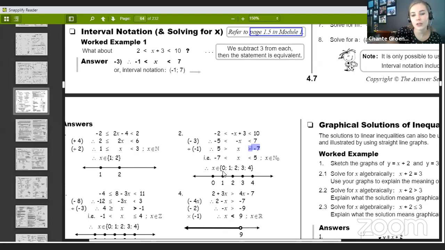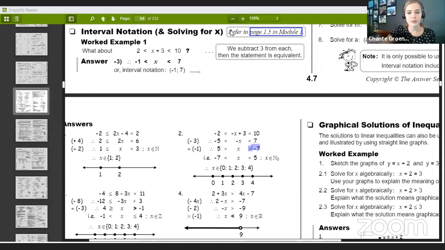So, my timeline will then be 0, 1, 2, 3, and 4 because it says natural numbers. Okay, it's just 1, 2, natural numbers, counting numbers. Okay, and then I stop at 1.